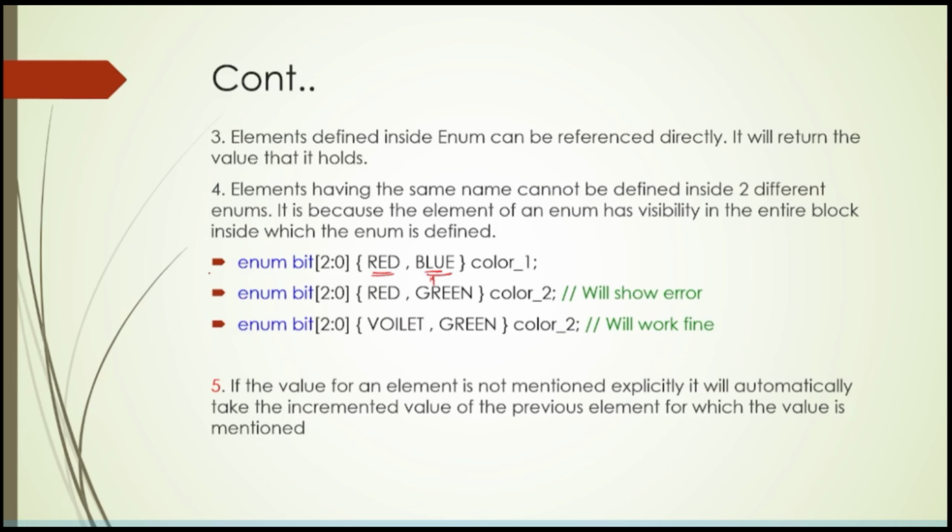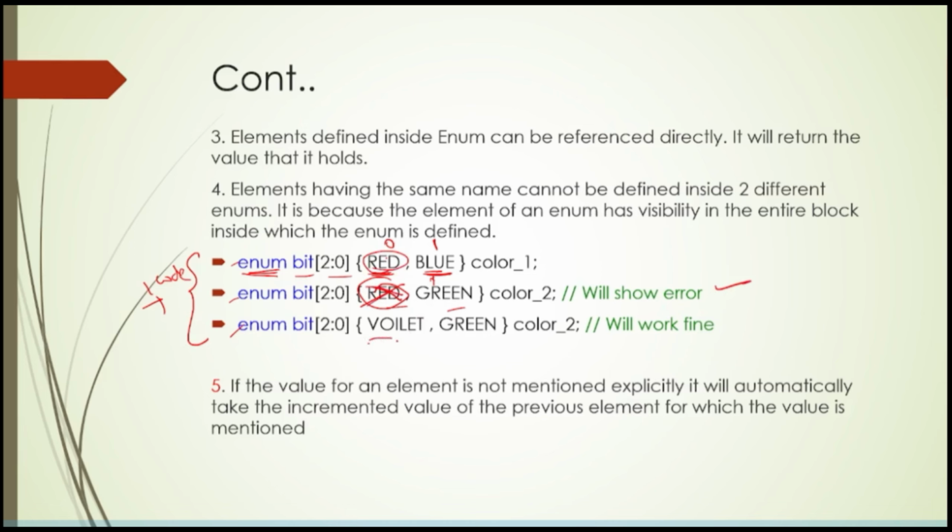Elements having the same name cannot be defined inside two different enums. That means, for example, if in one code you are using three different enums. Now, enum bit [2:0] red, blue. Now what happens? Red will be holding 0 and blue will be holding the value 1. And enum bit [2:0] red, green. This will give you an error, because you have already used the element named red here, and you can't use the same element red in the second enum. Since you have already used that element, you shouldn't use it again, so this will throw an error.